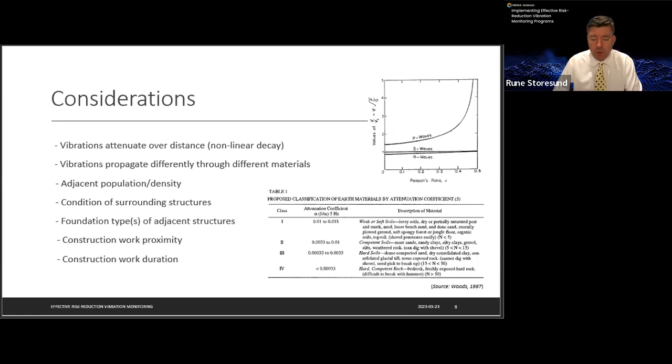Things I consider when approaching a new project include distance. How large or small is the project site? And what's the proximity of the project site and proximity of the ground vibration inducing work to adjacent populated areas or structures? I'll look at population density. What's the distribution and density of people around the project site? What's the condition and anticipated foundation types of the surrounding structures? And finally, what are the specifics of the work being planned, including the proximity and the duration of the work relative to those existing structures?